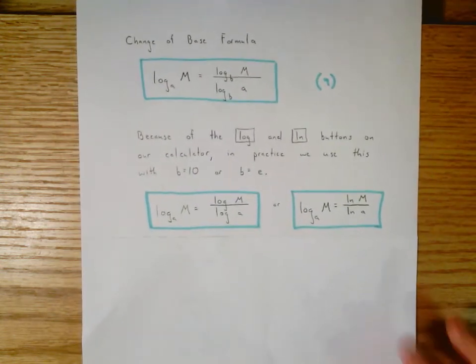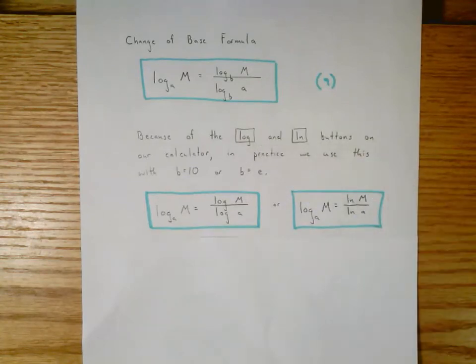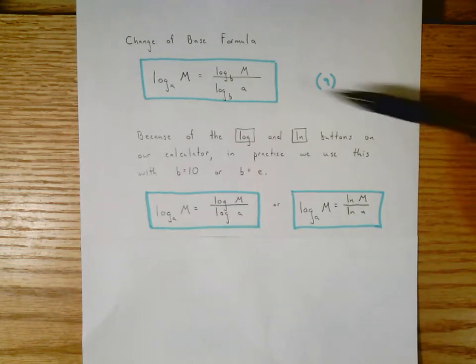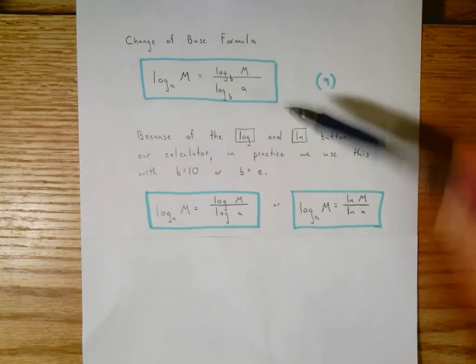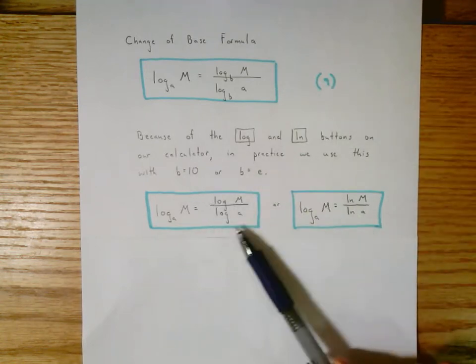That's all this note really says here. Because of the common logarithm and natural logarithm buttons on our calculator, in practice, we use this change of base formula above with a base of 10 or a base of e. So here's examples of each of those.